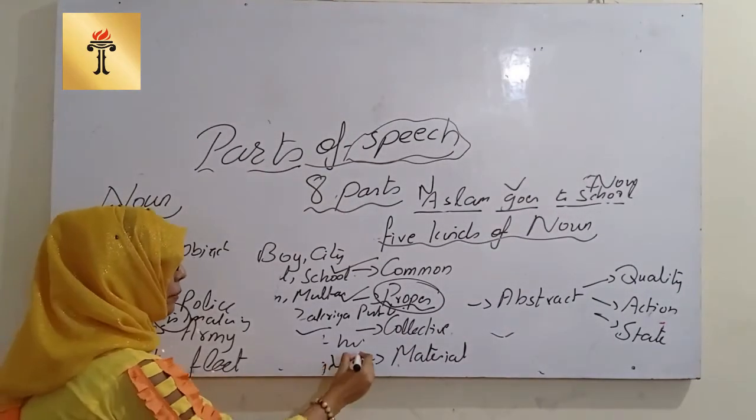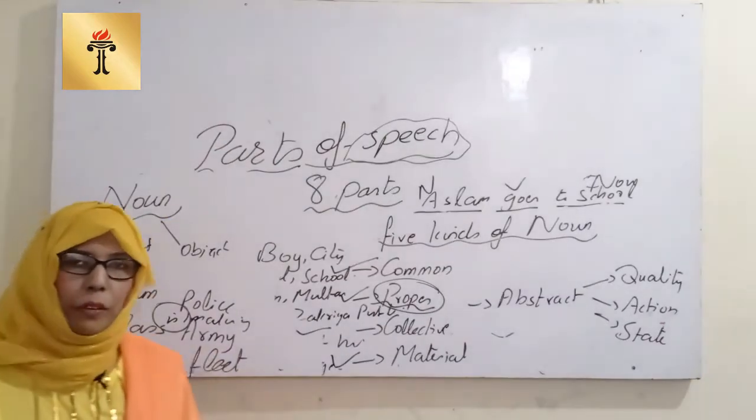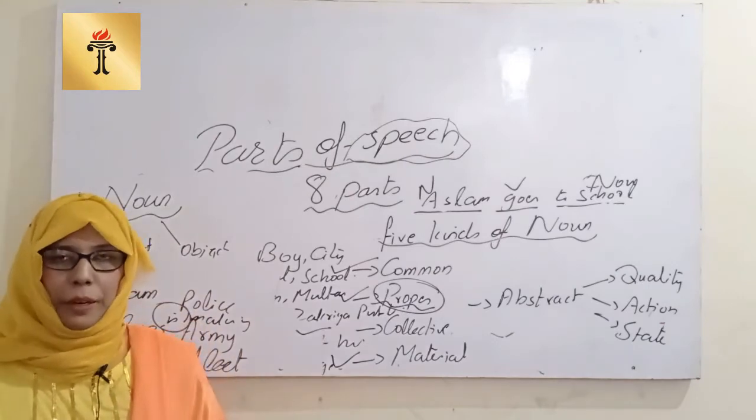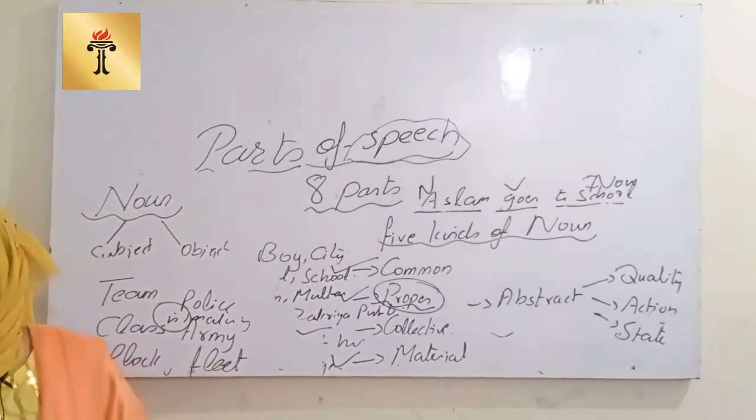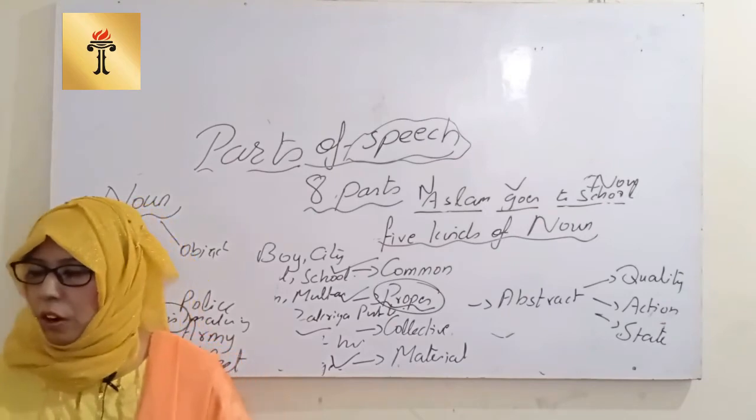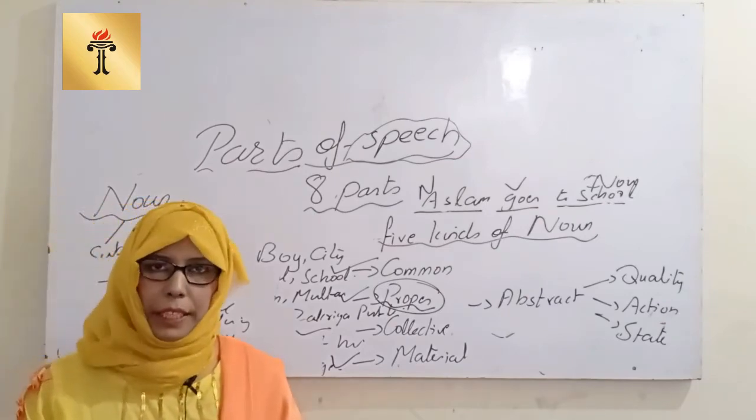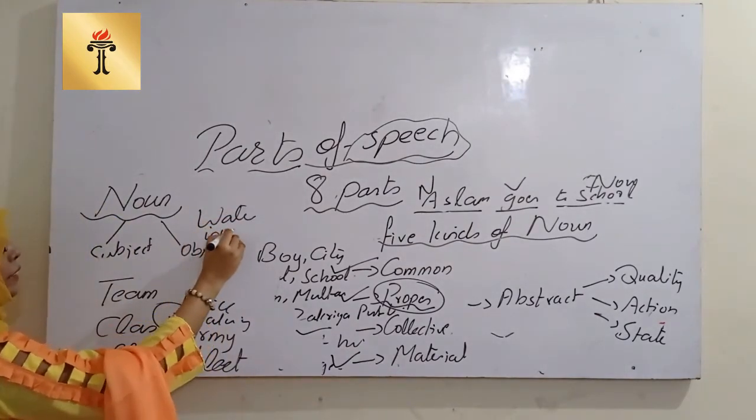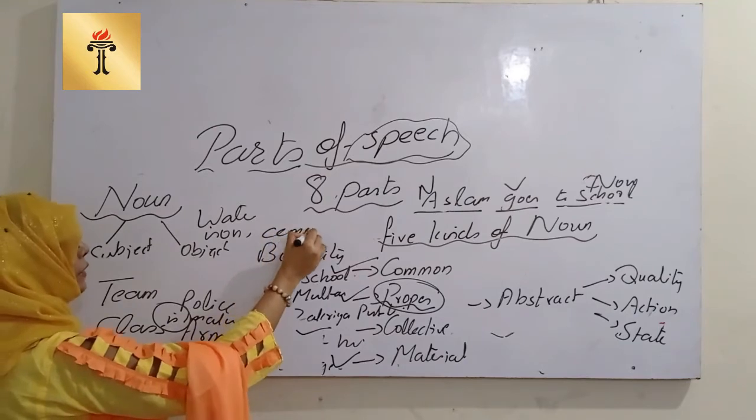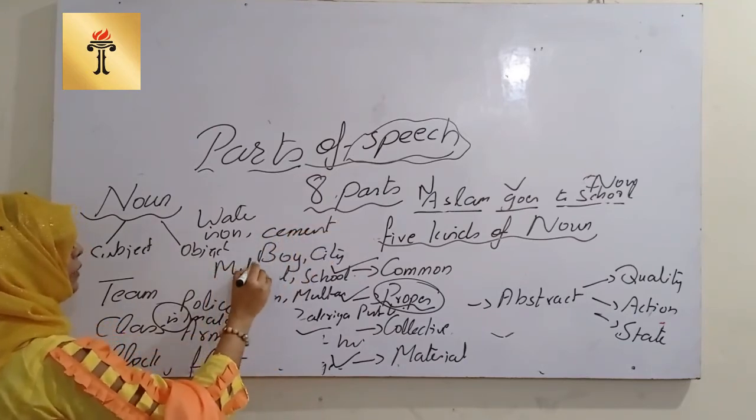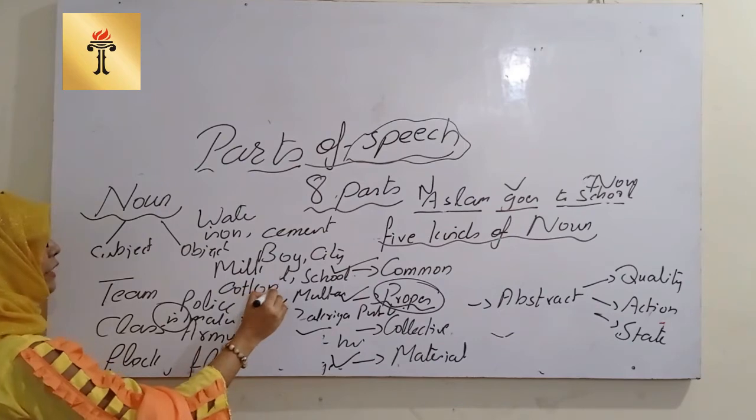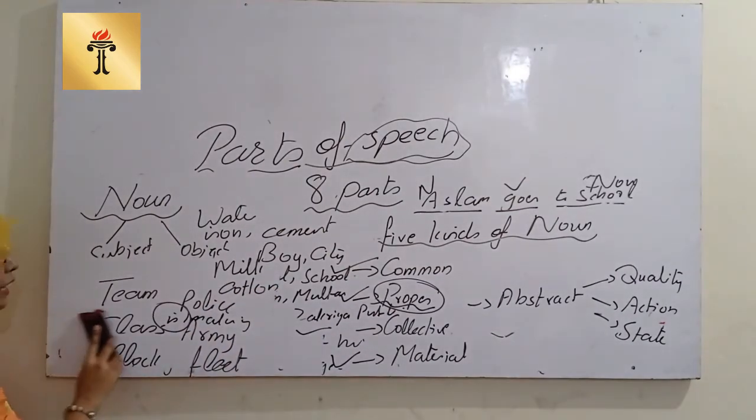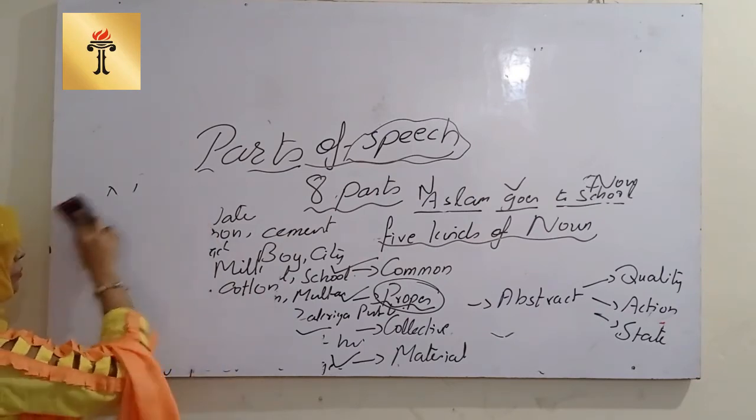The next is material noun. The word is very obvious. Material means when something is made out of something. A material noun is the name of a material or matter or a substance out of which something is made. Like water, iron, cement, milk, cotton. So these are the material nouns out of which you can make some other things.